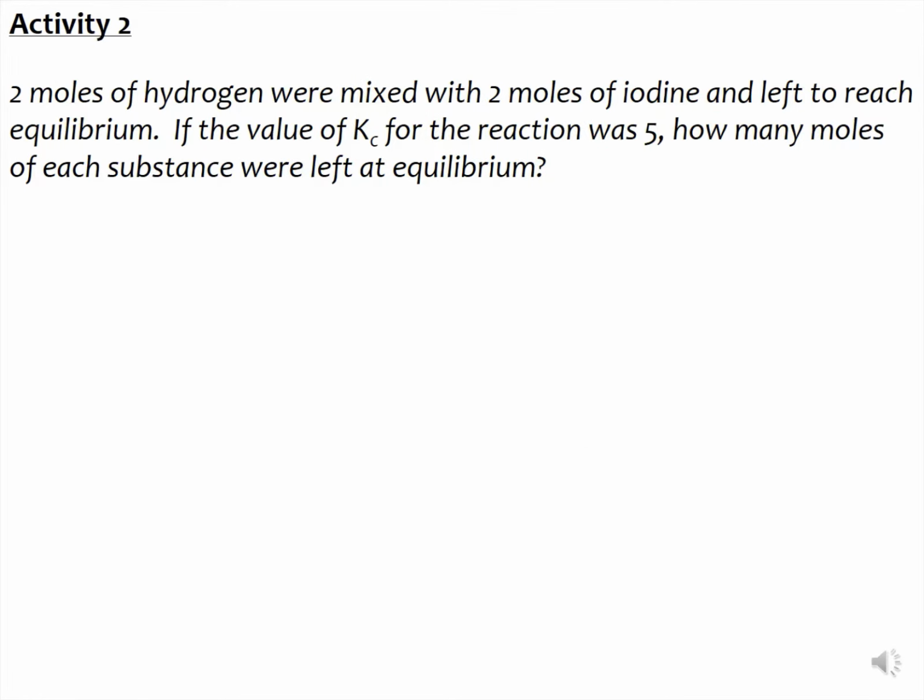So, activity 2. This is the same as what we just looked at. 2 moles of hydrogen were mixed with 2 moles of iodine and left to reach equilibrium. If the value of Kc for the reaction was 5, how many moles of each substance were left at equilibrium? If you're a bit confused, go back and watch the first example with the esterification and the quadratic again. If not, pause the video and see how you do.